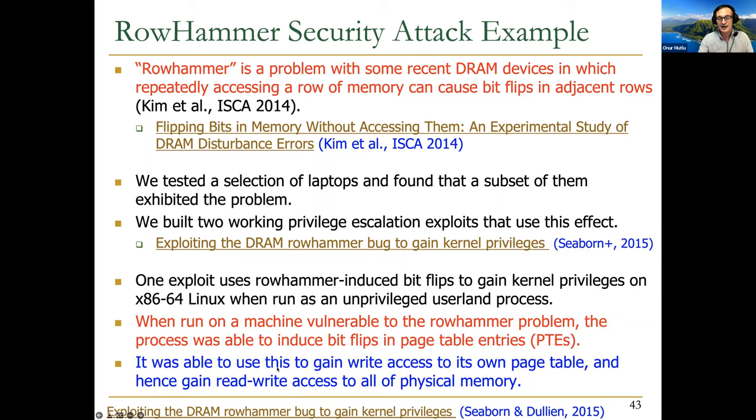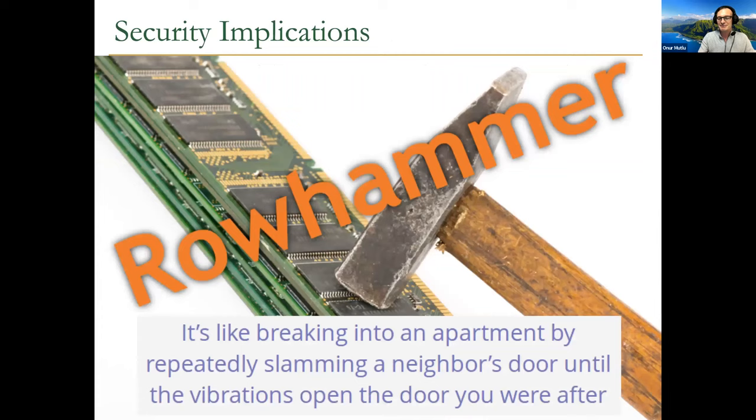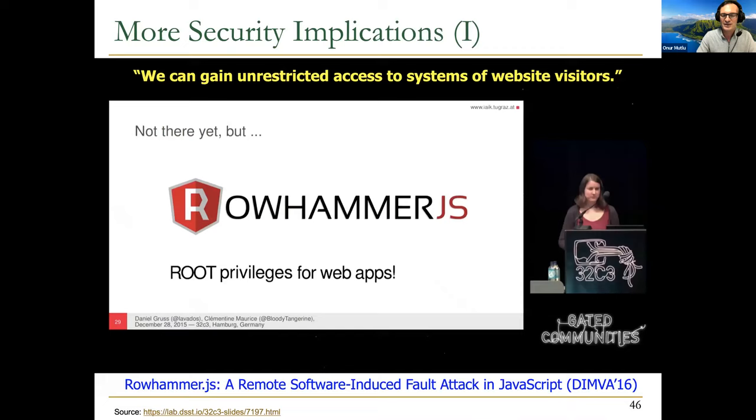Okay, and that's when people started becoming more concerned about this. It's called the DRAM RowHammer vulnerability. I like this analogy from some hardware security expert, let's say a hacker on the internet. He wrote on Twitter that it's like breaking into an apartment by repeatedly slamming a neighbor's door until the vibrations open the door you were after. I think this is a nice analogy to the problem. And later, a lot of interesting papers started appearing, especially in the security venues.